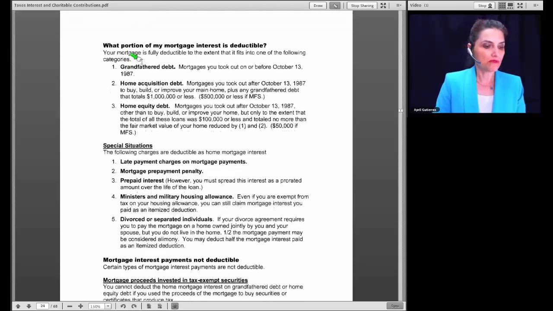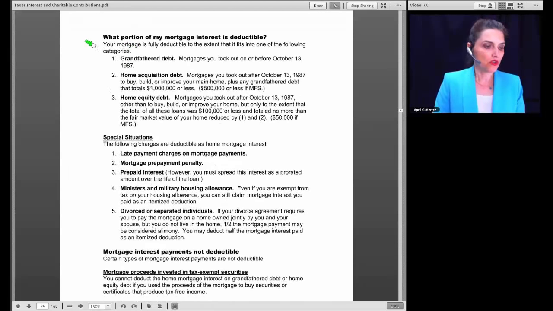So what portion of my mortgage interest is deductible? Your mortgage is fully deductible to the extent that it fits into one of the following categories. So in other words, is it possible to pay mortgage interest that meets all of the tests? It's secured by your main home, it's properly recorded, you've made the payments on it. Is there a situation where it's still non-deductible? And it is possible that it's non-deductible. It doesn't happen too terribly often, but it can come up. So that's what this paragraph is about.